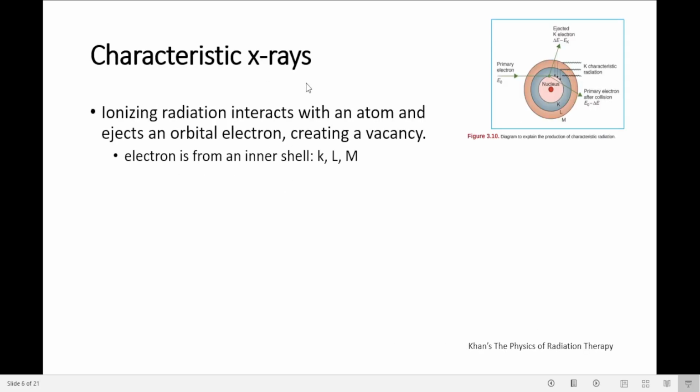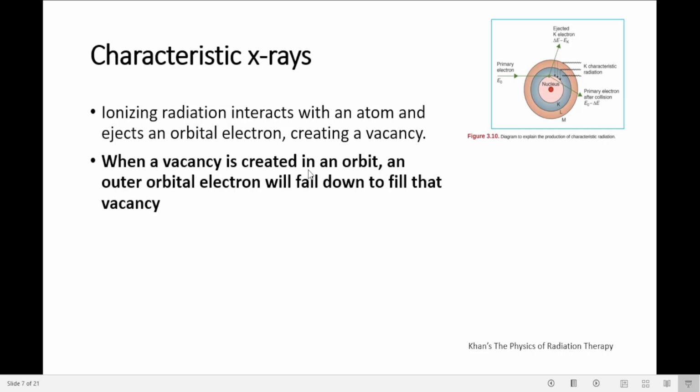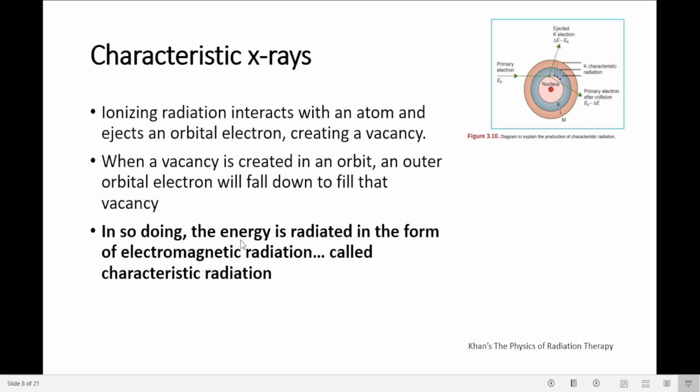Characteristic X-rays. We have ionizing radiation, which can be an electron, a photon, or a proton, for example. Ionizing radiation interacts with an atom and ejects an orbital electron, creating a vacancy. This electron is from an inner shell. When a vacancy is created in an orbit, an outer orbital electron will fall in to fill that vacancy. In so doing, the energy is radiated in the form of electromagnetic radiation called characteristic radiation.